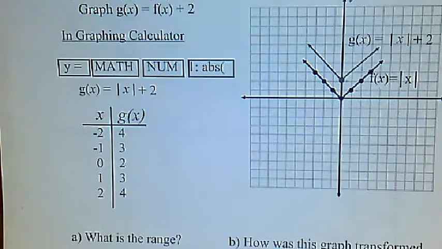Okay? So my original graph is right here. And then what happens with my g of x is it just shifts up 2, which makes sense because we added 2 to our function. Okay? So the range now is going to be a little bit different. Okay? Because now it can't go past this point.